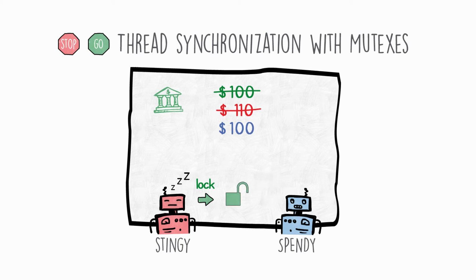And then Stingy would be woken up again, right? It will be put back onto the execution queue. And now it will acquire the mutex. It will hold the lock. And it will now update the balance to a new value.